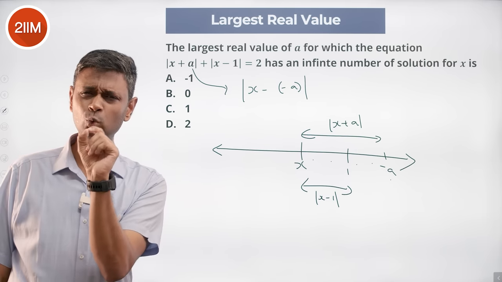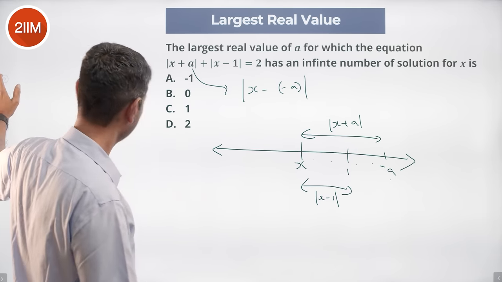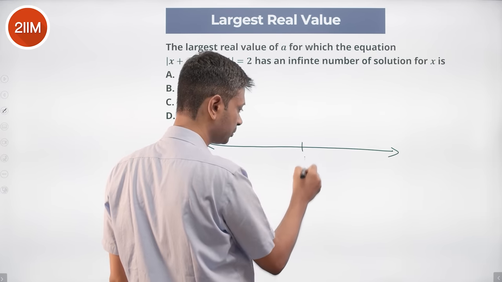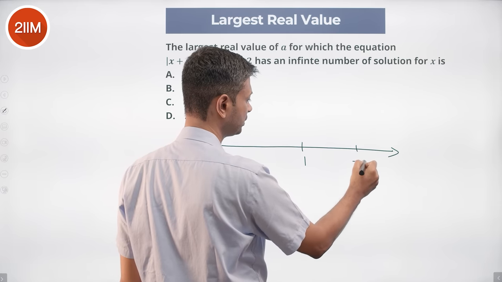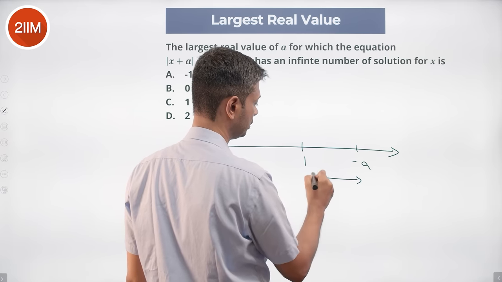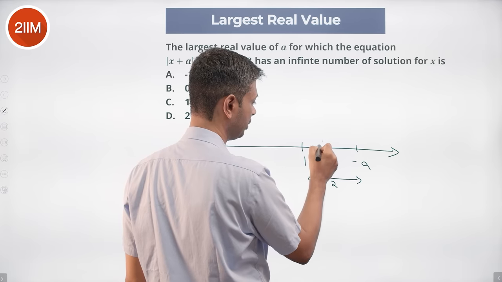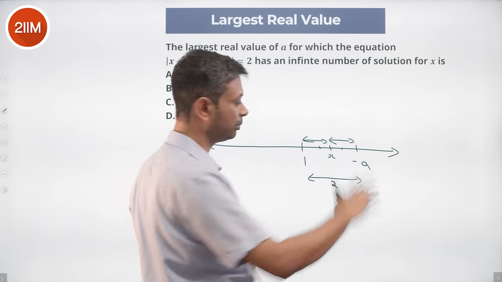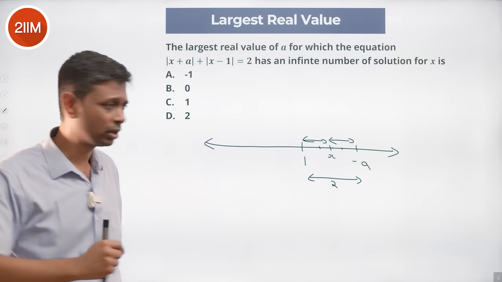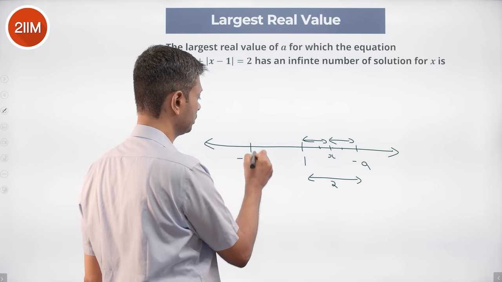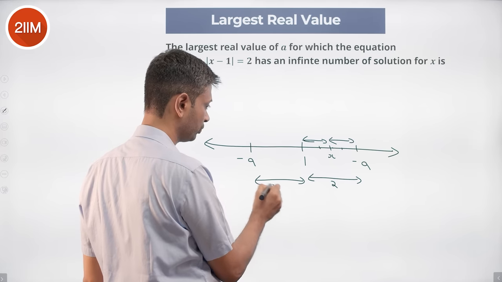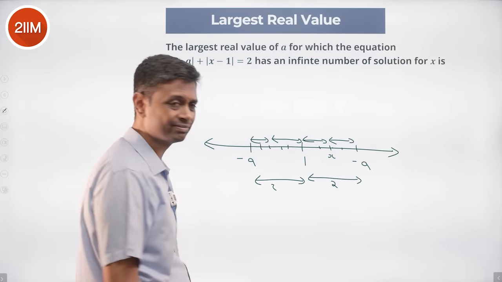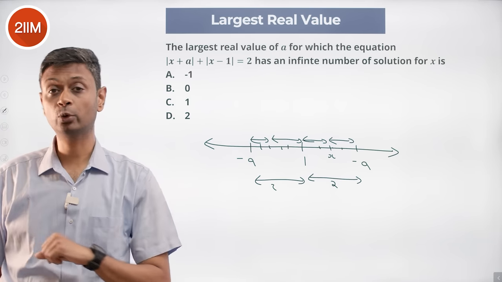That gives us one beautiful getaway. It tells us that x should sit between 1 and minus a. We have 1 here, and minus a here, this distance should be 2, x being anywhere here. This plus this will be 2, or minus a could be here, this distance being 2, x being anywhere here, this distance plus this distance would be 2, and that is the kind of scenario we are looking for.